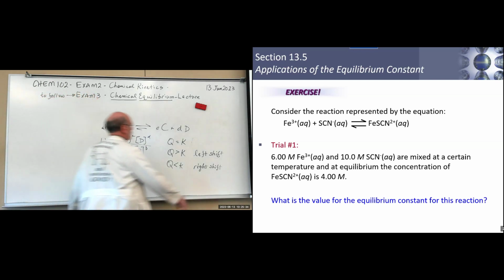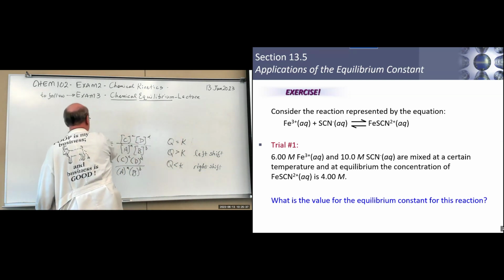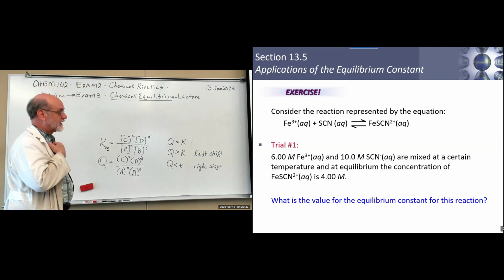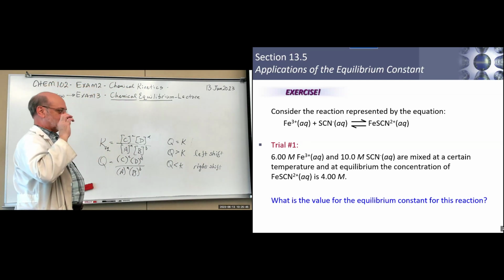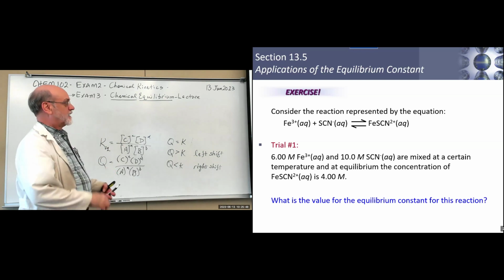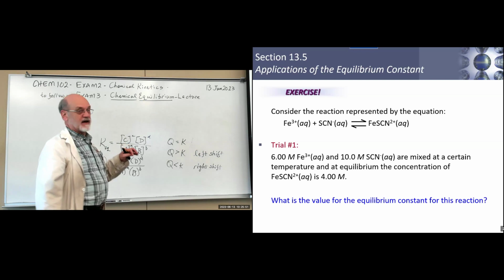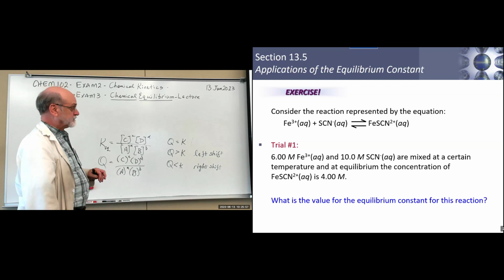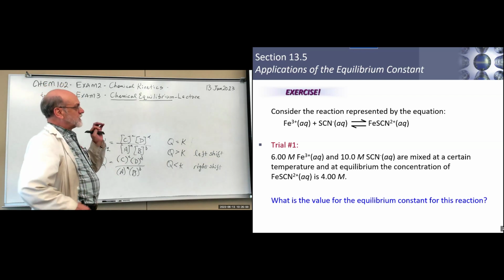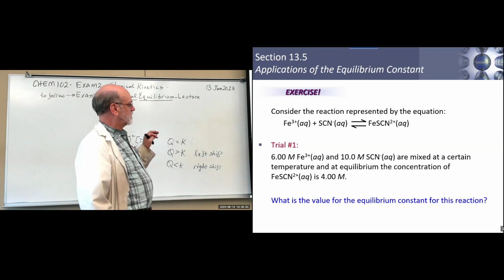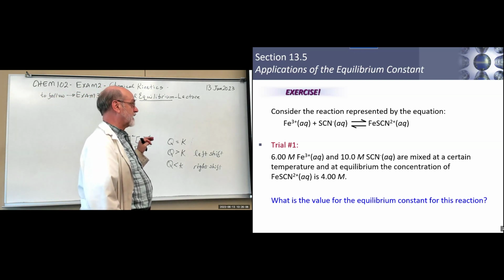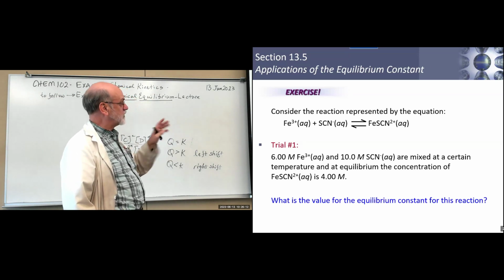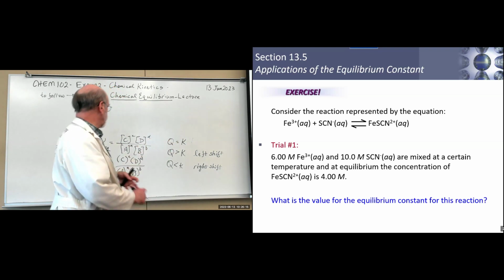Okay, so here we have an example of iron 3 ion plus the thiocyanate. Iron 3 plus and thiocyanate ion combine to produce this complex ion, FeSCN 2 plus. Right? Okay, so if we have 6 molar iron and 10 molar thiocyanate mixed at a certain temperature, and at equilibrium the concentration of the product is 4 molar, what's the value for the equilibrium constant?